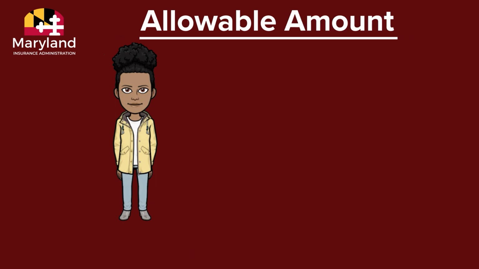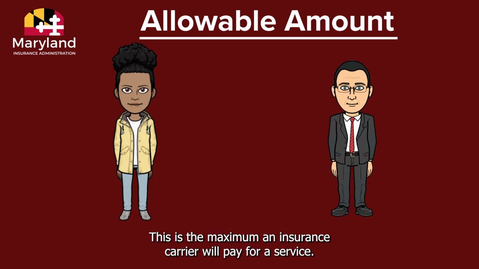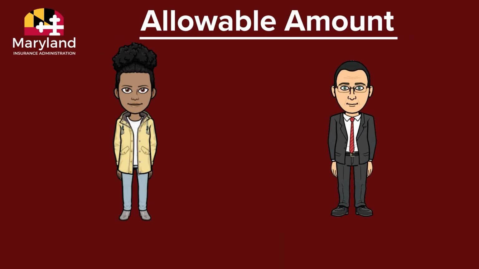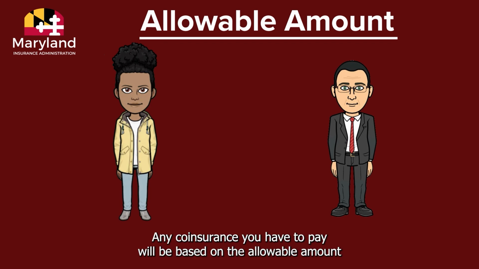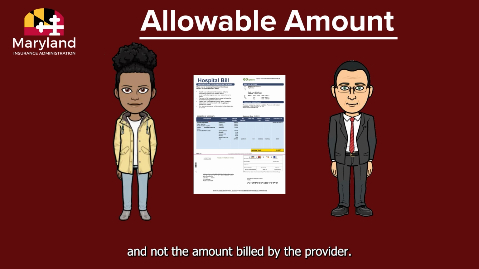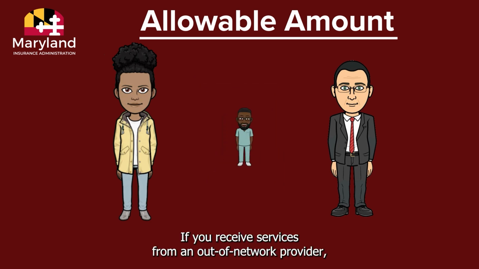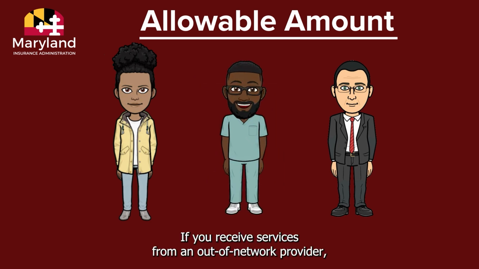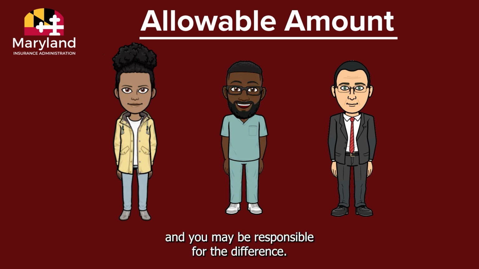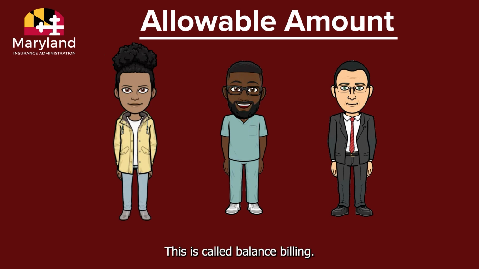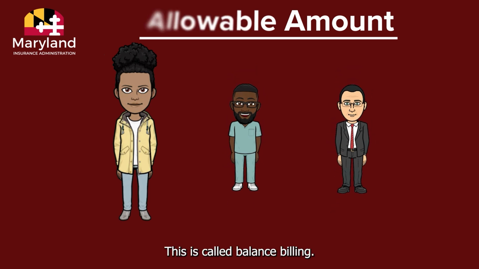Allowable amount. This is the maximum an insurance carrier will pay for a service. Any co-insurance you have to pay will be based on the allowable amount and not the amount billed by the provider. If you receive services from an out-of-network provider, they may charge more than the allowable amount, and you may be responsible for the difference. This is called balance billing.